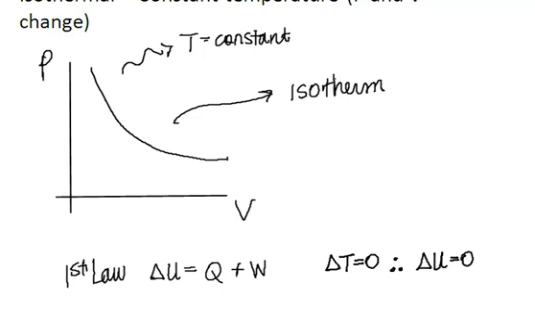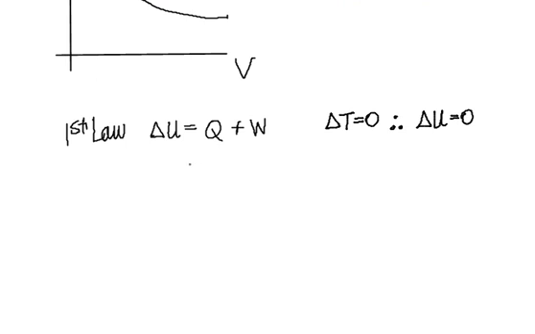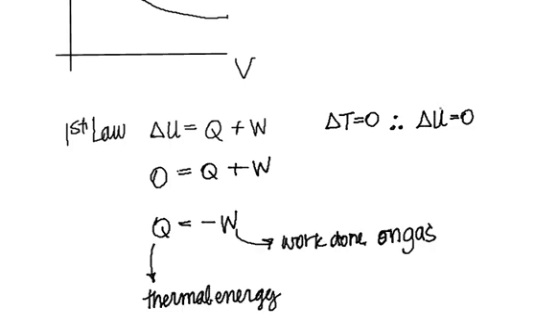How about that? So plugging that back into our first law, 0 is equal to Q plus W, which means that Q will equal negative W. So since the change in internal energy is 0, because the temperature doesn't change, then the thermal energy added to or removed from the gas will be equal to the negative work done on the gas. Okay?